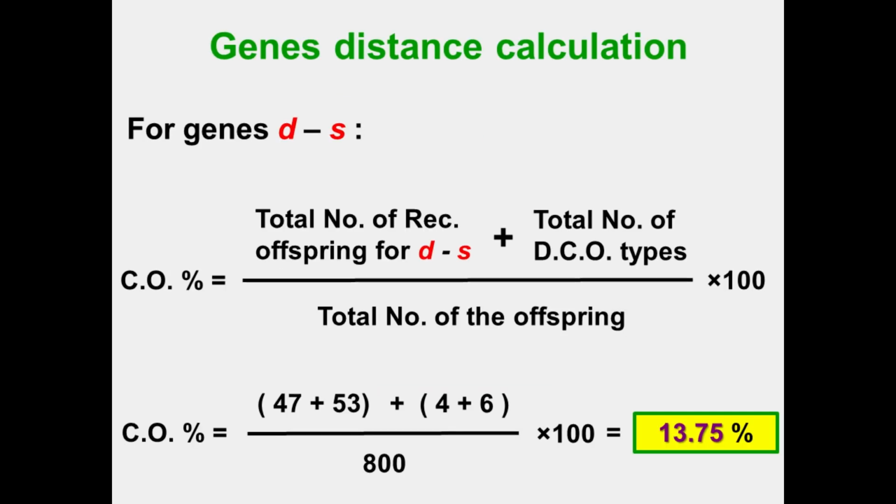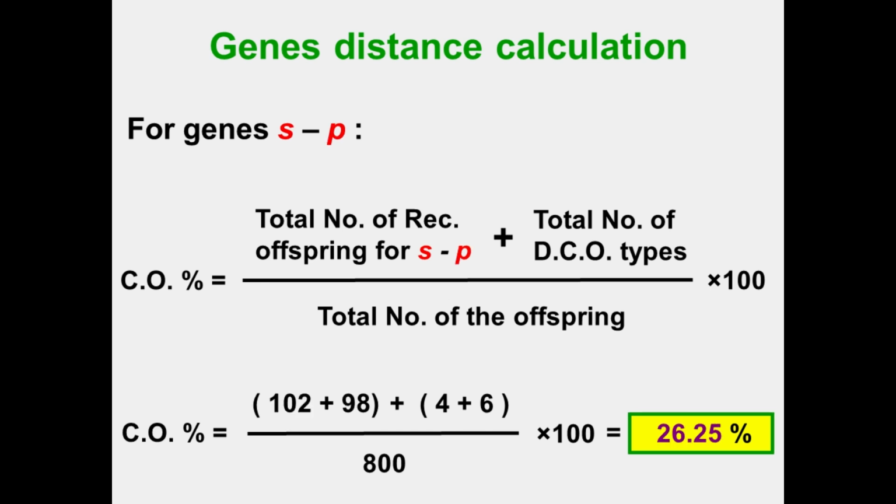To calculate the genetic distance between genes D and S, we add the number of single crossovers between these two genes to the double crossover offspring, divide by the total number of offspring, and multiply by 100. In this example, the frequency of crossovers is 13.75%, equating to a distance of 13.75 map units or centimorgan.